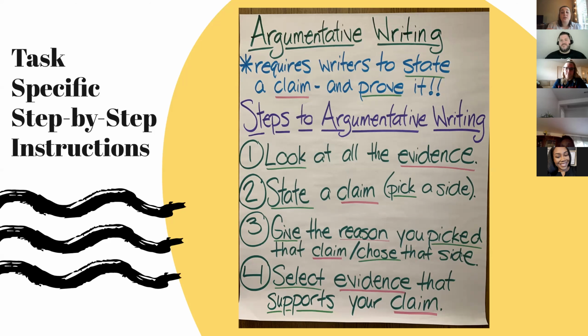So you could also use this anchor chart to model for your students the thought process of, if I'm writing a response to a question where I'm having to pick a claim and support it with evidence, then I could model for them. Okay, first I'm going to look at all the evidence. Second, I'm going to decide which side of the claim I want to write about based upon the evidence that's listed. Show them the process of giving the reason, and then selecting the evidence that supports that claim.